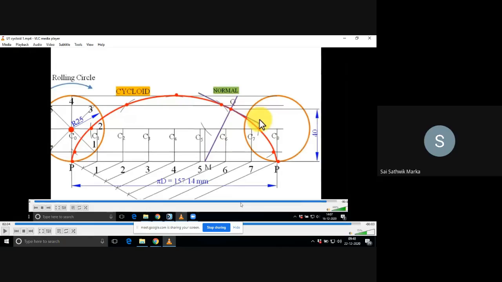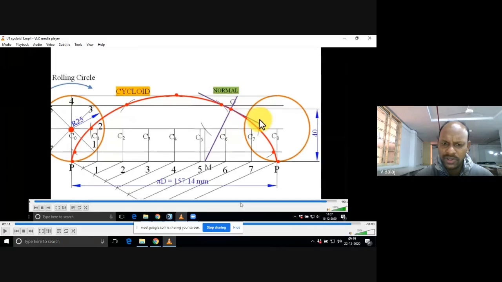If you remember this procedure, you can adapt it even for the next problem, that is epicycloid. Now here the cycle wheel is rolling on a straight path PP, a straight horizontal ground. But the difference between cycloid and epicycloid is, here PP is a straight horizontal path, whereas in case of epicycloid, this PP is a curved path. On the curved path, the rolling circle rolls without slipping. That is the only difference.